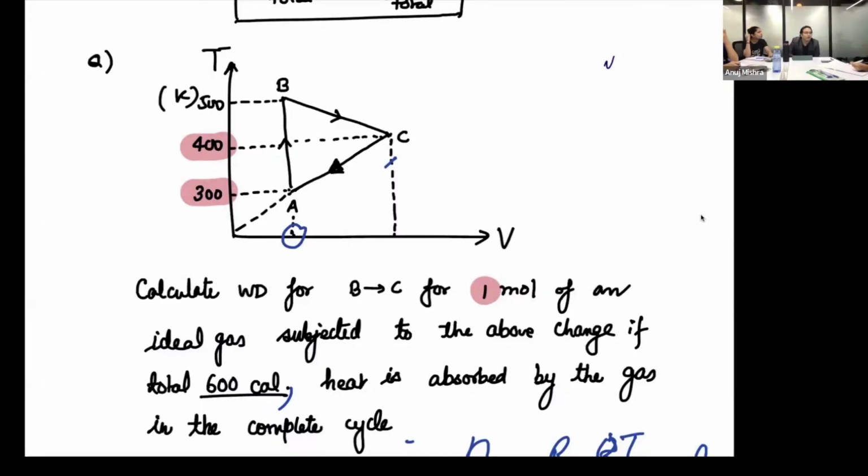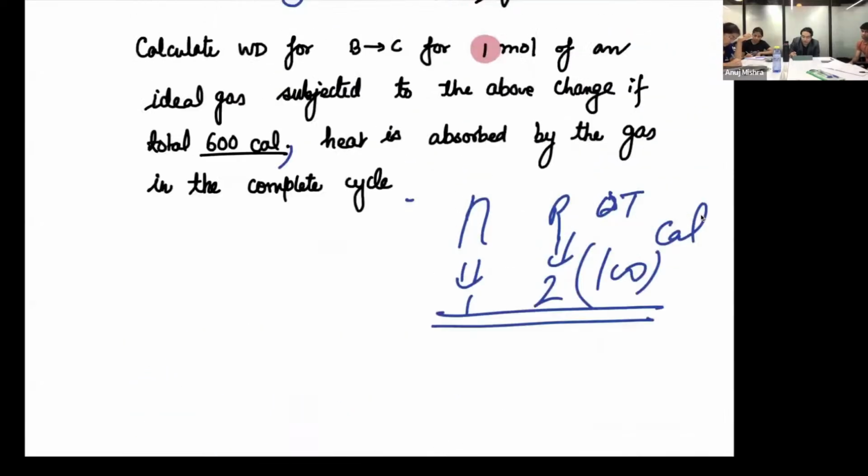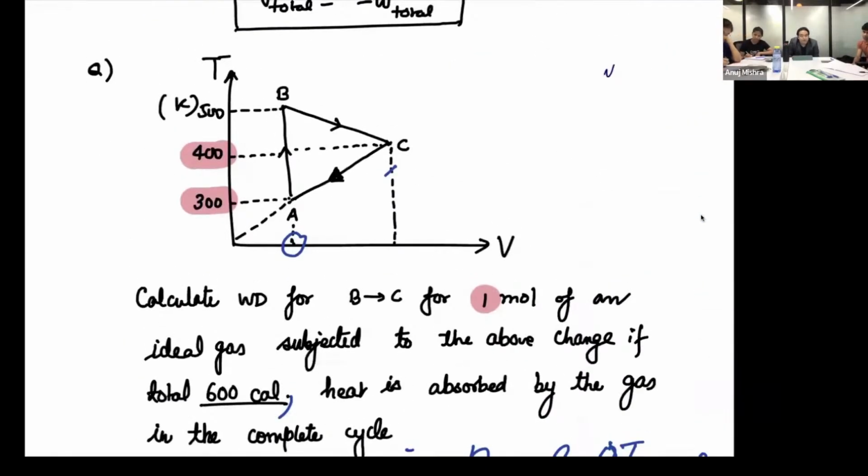Temperature difference 400, 300. WBC is to be solved. WCA is an isobaric process. What is the work done in an isobaric process? P delta V. P delta V is nR delta T. Delta T, 400 or 300, the temperatures are both given. So is it minus 1000 calories? Minus 800 is my answer.